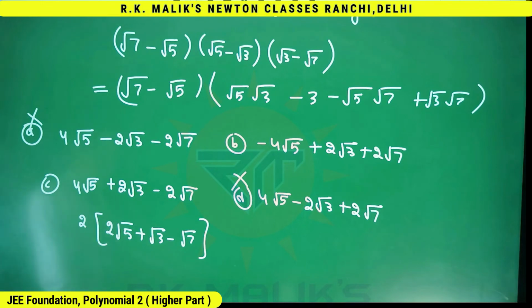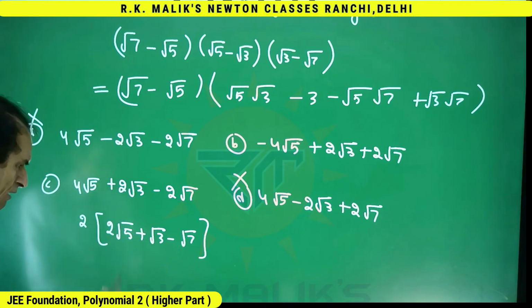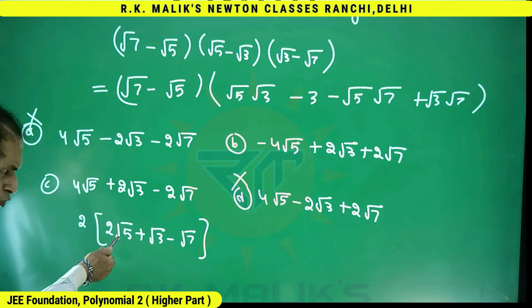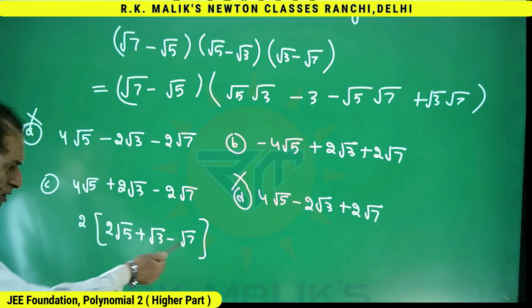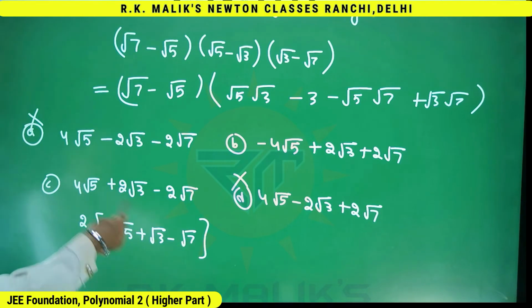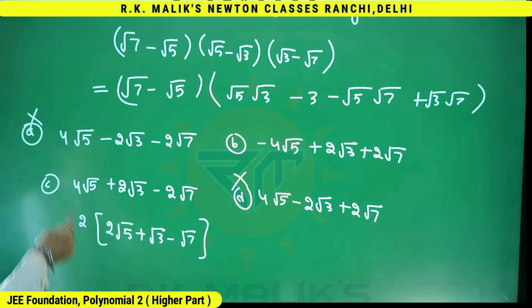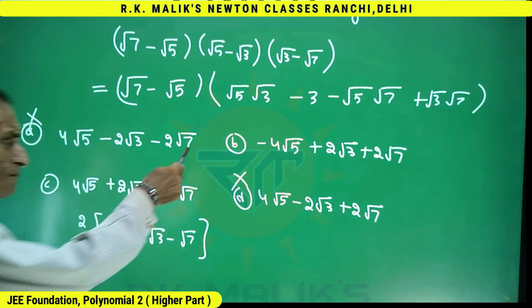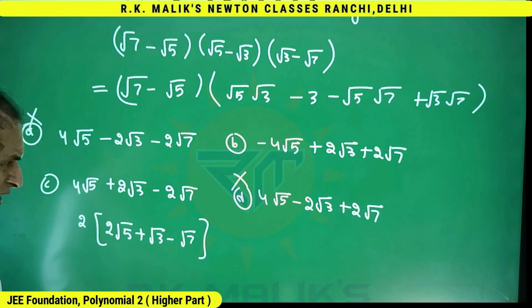It is very easy to observe that this is a positive number because it is 2 point something. It is also 2 point something, but it is more than this. Hence this whole is positive. Therefore C cannot be the correct choice. Therefore B is the correct choice.